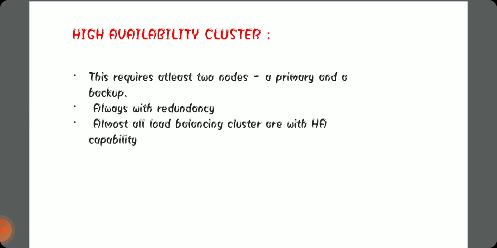High availability cluster. This requires at least two nodes, that is a primary and a backup, always with redundancy. Almost all load balancing clusters come with high availability capability.